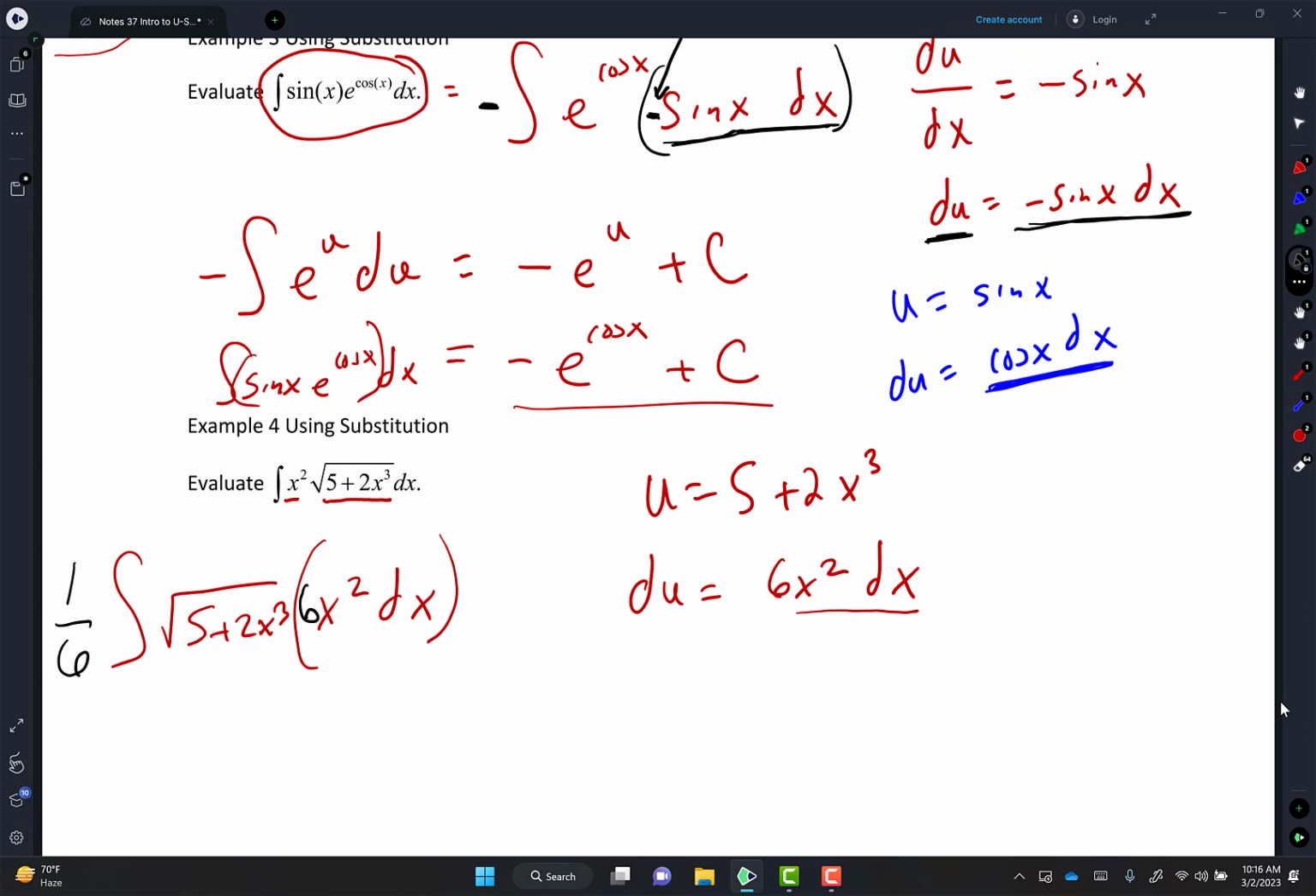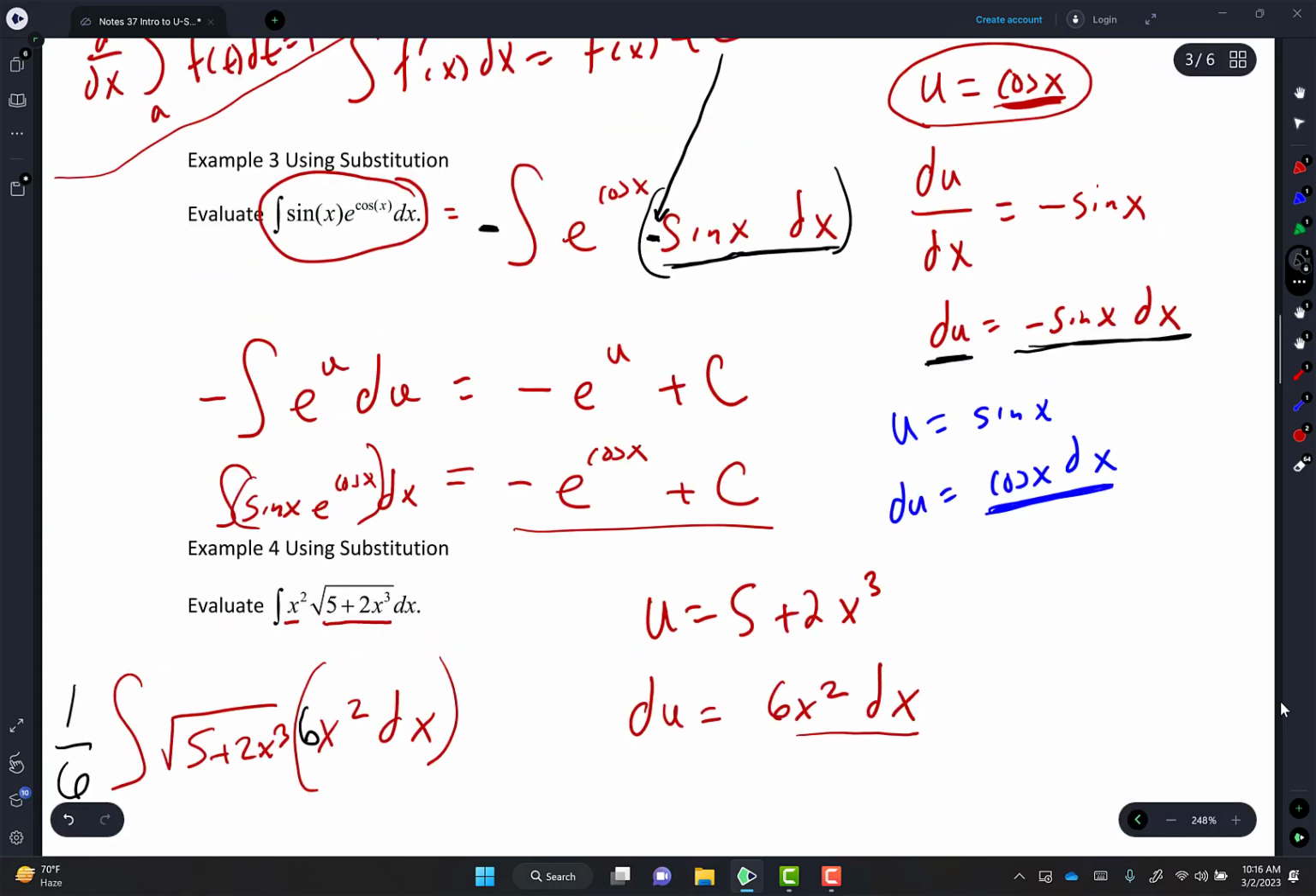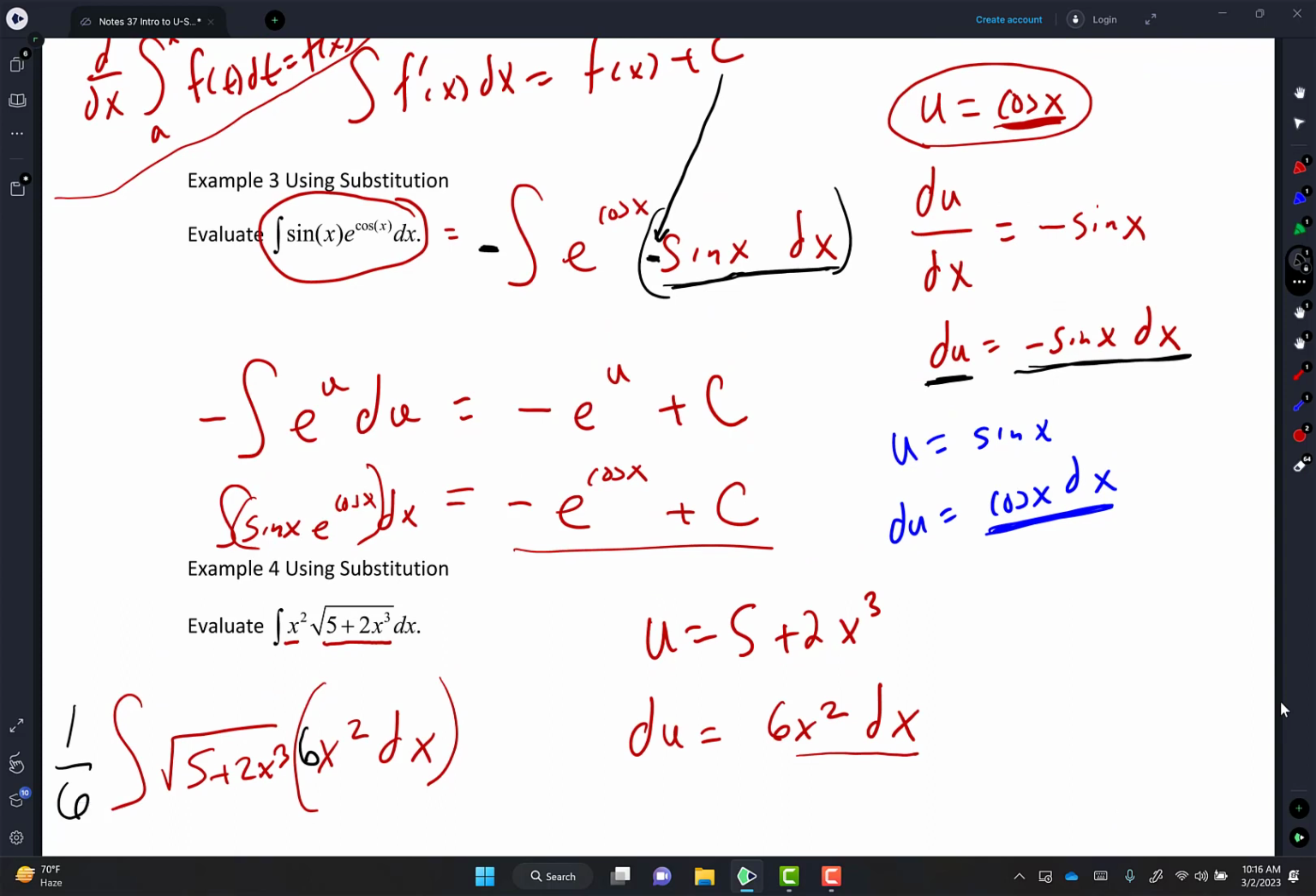Oh, I didn't put a negative because I didn't get a negative here this time. Oh, yeah, but on this one, when I took the derivative of cosine x, I got a negative sine x, and I needed to put a negative. I inserted a negative, so I put a negative on the outside.